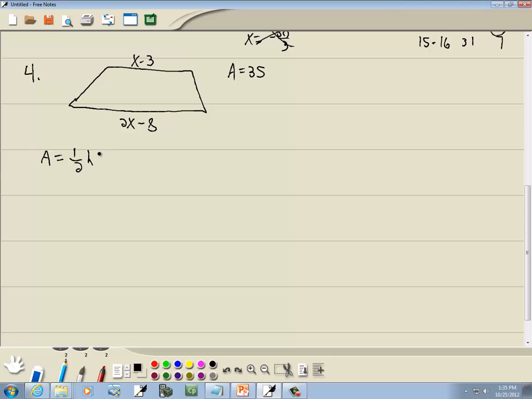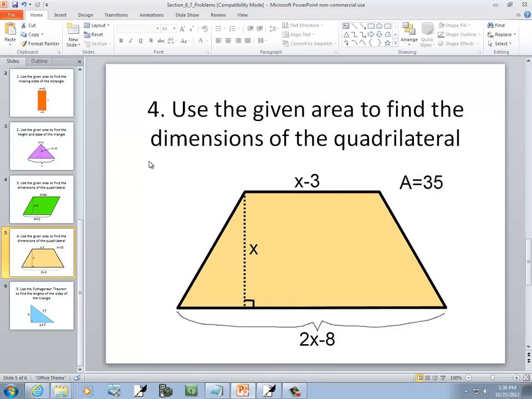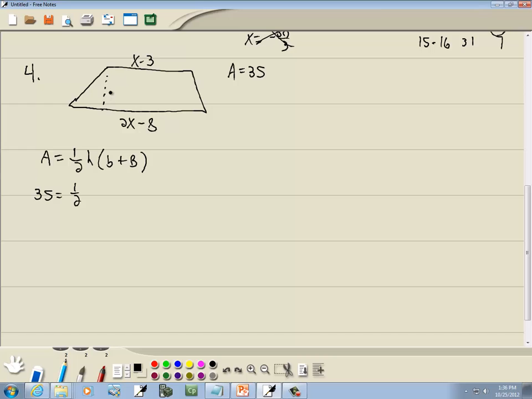1/2 h times the sum of little b plus big B. So you're adding your two sides, like two bases. So the bottom one here and the top one. Okay, area we said was 35, 1/2 h. Were we given h? Oh, x. I just didn't write it down. Okay, so that's x. And then add these two sides together. So I got x minus 3 plus 2x minus 8.